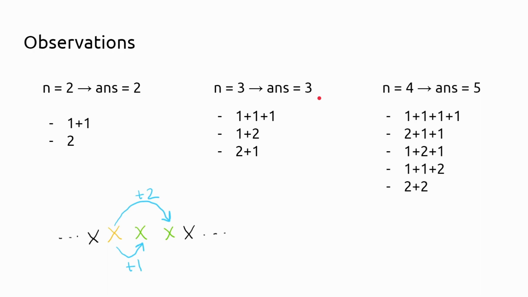Let's try n equals 4. So we have a lot more cases: 4 ones, 1, 2 and 2 ones with 3 total combinations of that, and then 2 2s. The answer is equal to 5. By the way, the answer is 2, 3 and then 5. Something should ring a bell at this point, but if it does not, that's perfectly okay.